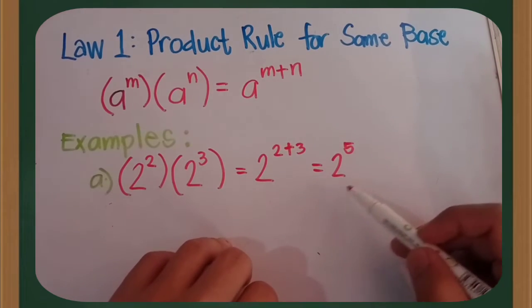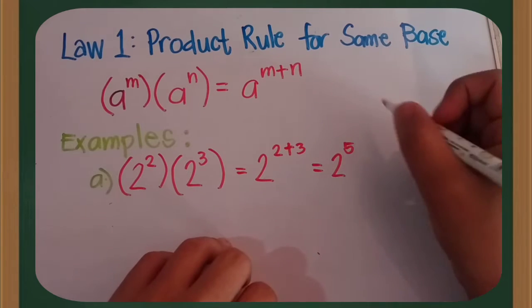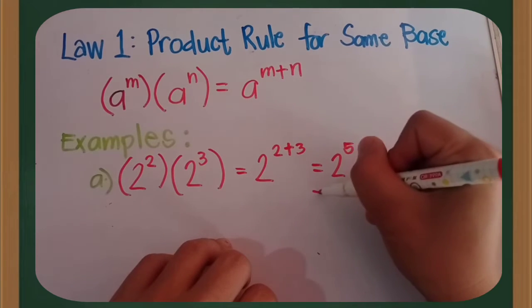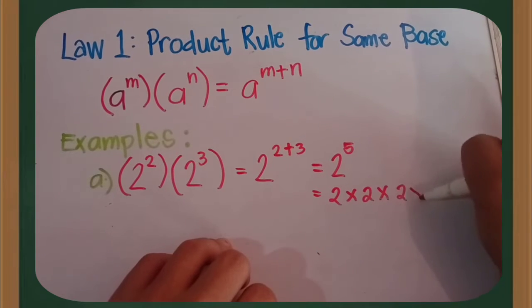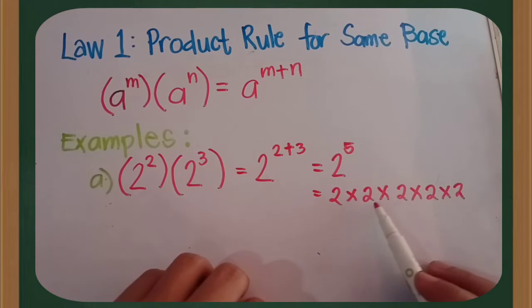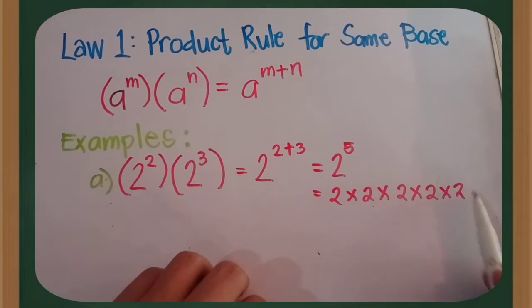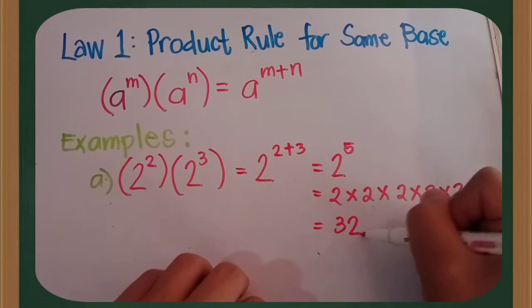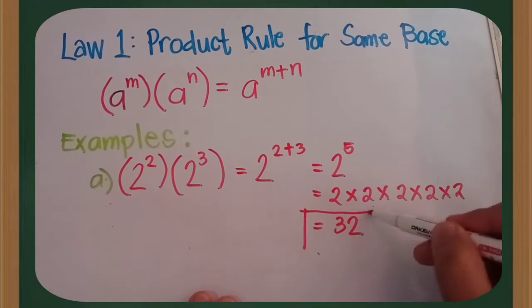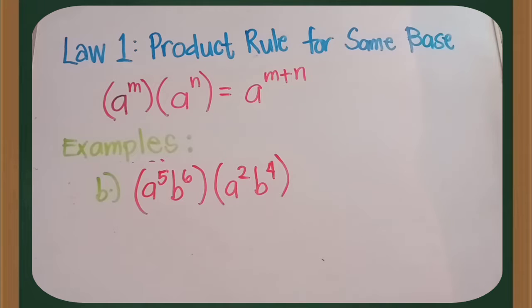Now, if we're going to simplify 2 raised to the power of 5, it's 2 times 2 times 2 times 2 times 2. And 2 times 2 times 2 times 2 times 2, or 2 raised to 5, is equal to 32. So, the final answer is 32. Okay, let's solve the second example.